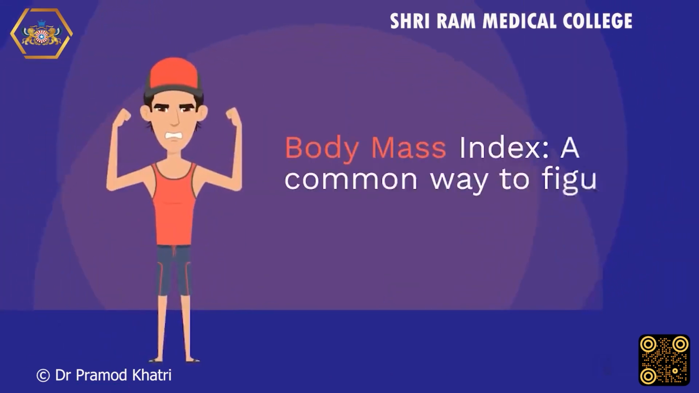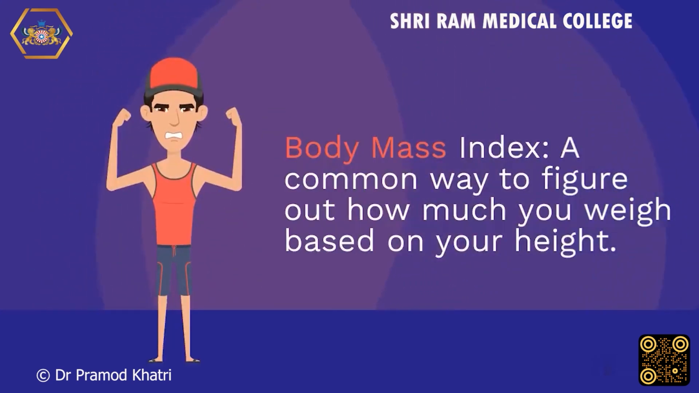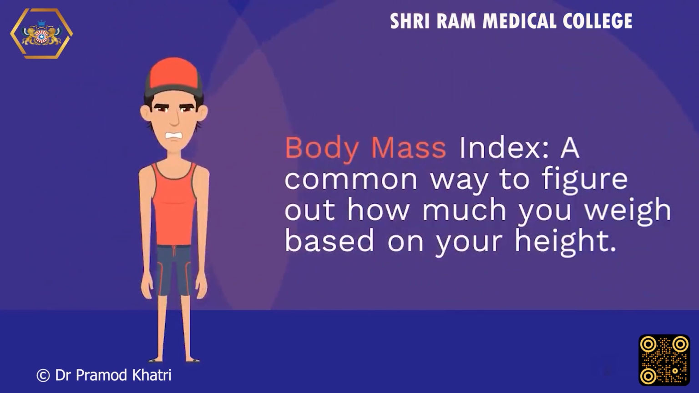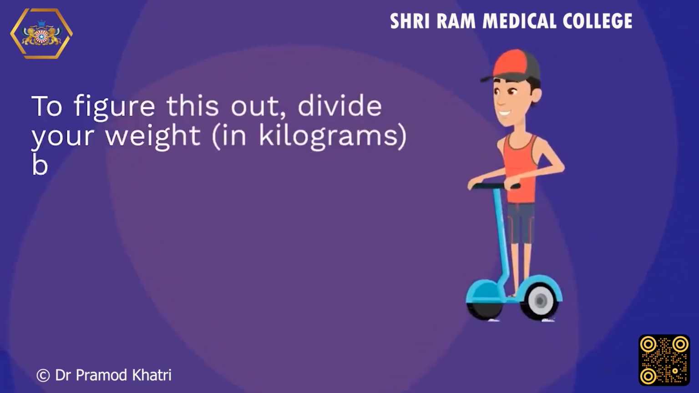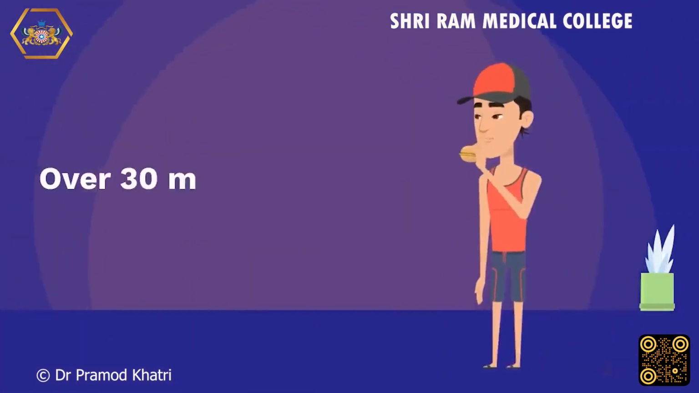Body mass index, a common way to figure out how much you weigh based on your height. To figure this out, divide your weight, in kilograms, by your height, in meters squared. The number should be between 19 and 25, which means that your weight is about right. Over 30 means you are obese.